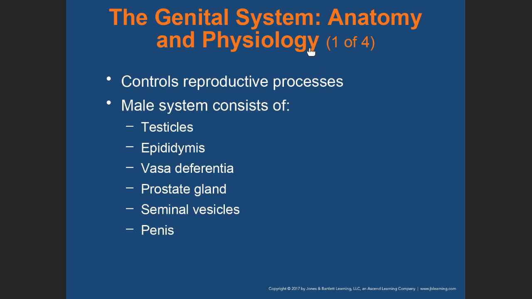All right, the genital system, anatomy and physiology, controls the reproductive process. And that's the main function of the reproductive system, reproduction. I have the male system, which consists of the testicles, epididymis, vas deferens, prostate gland, seminal vesicles, and the penis. We will go through the functions of these further down in the course. It's not required right now, but I will cover the function or the role of all of these down the line.